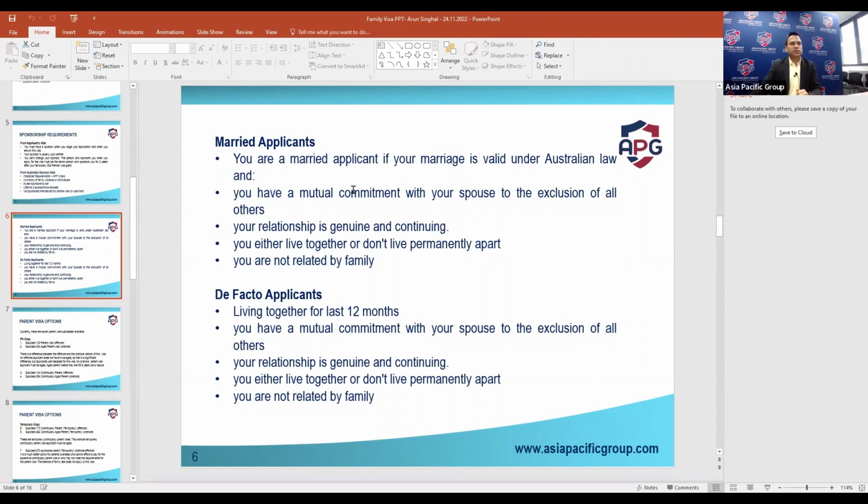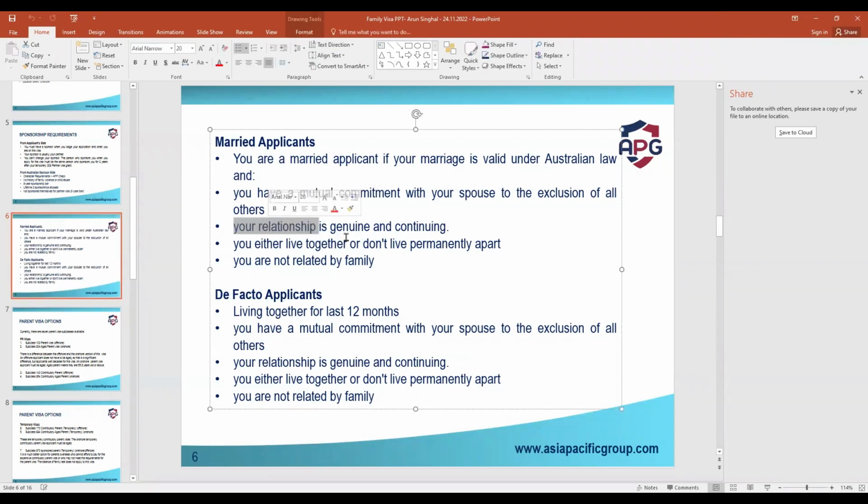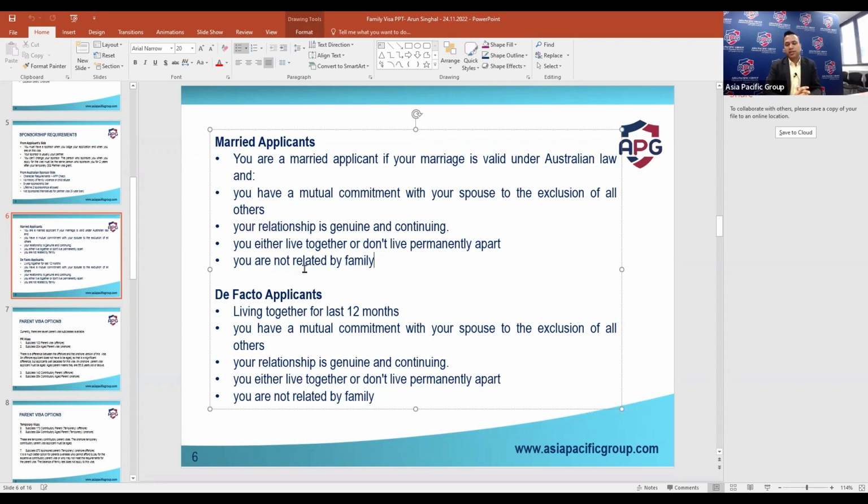The next thing we need to keep in mind is that the couple must be in a mutual relationship. They should have a commitment to each other to the exclusion of all others. What this means is that if a person has two partners, they cannot pass this test. The relationship must be genuine and continuing, and they must be living together. If they are not living together, they should not be living permanently away from each other.